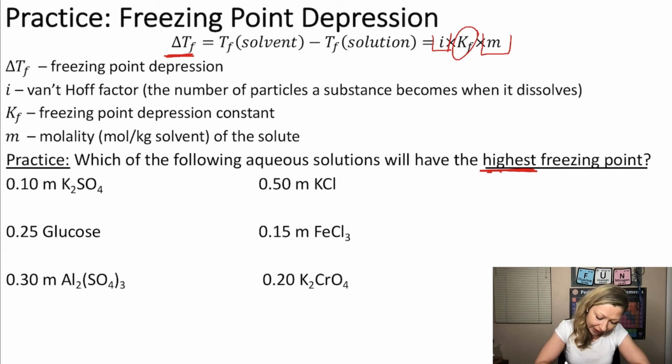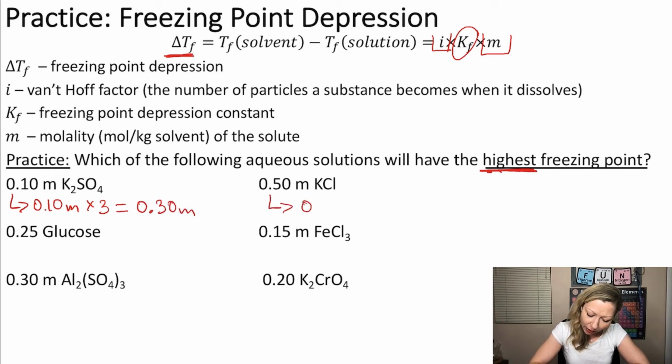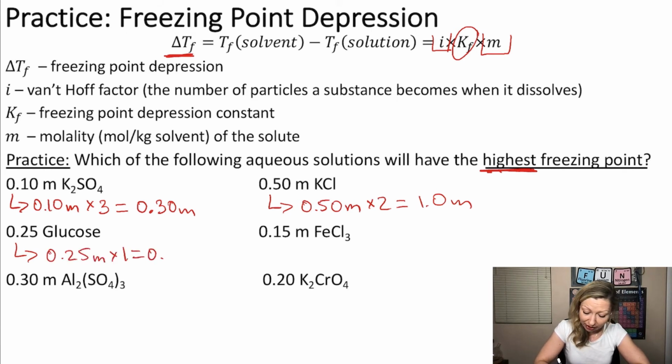So in the first case, we are going to have a 0.10 mole potassium sulfate solution. So we have i equals 3, right? So this is going to be 0.30 mole. In the second case, we are going to have a 0.5 mole potassium chloride solution. So that's multiplied by 2. So that is 1.0 mole. Then we are going to have a glucose solution. So 0.25 mole multiplied by 1. So that's just 0.25 mole.